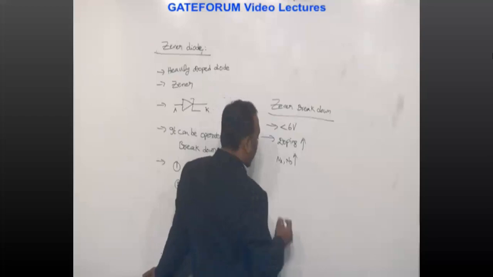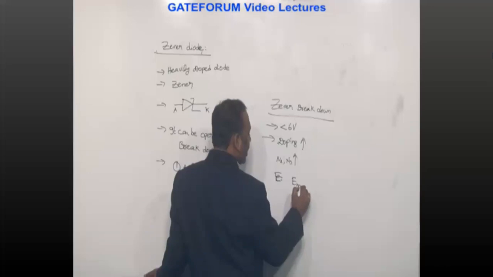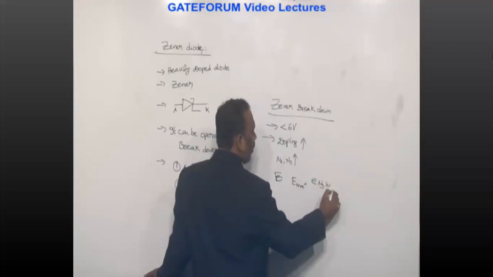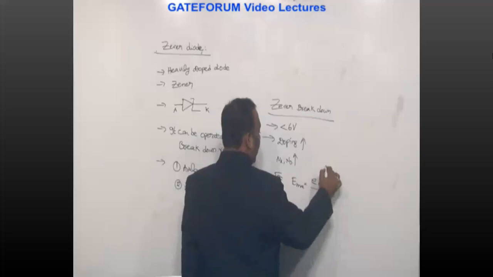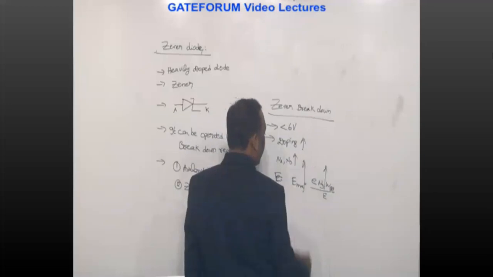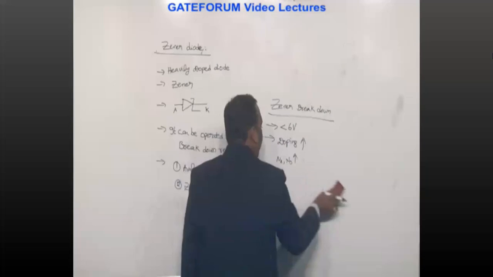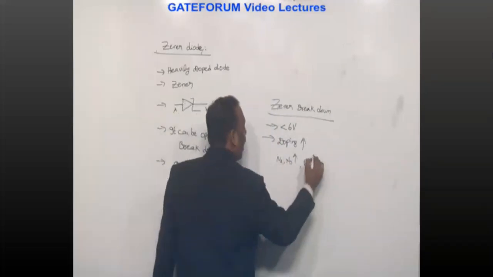If doping is very high, that means NA and ND are very high. We know that the maximum electric field E_max equals q N_D W_N by epsilon. That means if the doping is very high, the electric field is also very high.